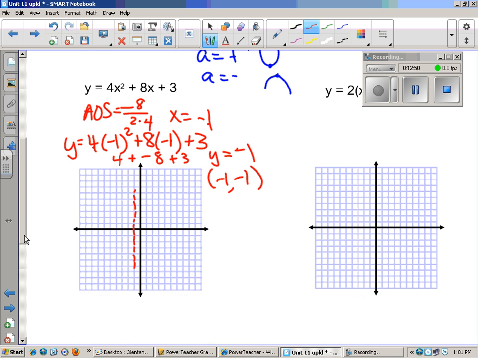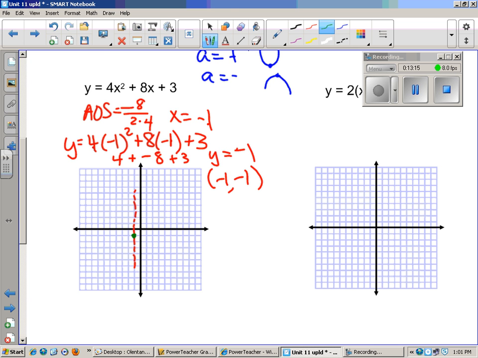All right, so I go down here, and I graph a vertex at negative 1, negative 1, which is right there, right? Okay, now like I said, I need another point, because I don't know if this parabola is going to be skinny like this or fat like this. I don't know how it's, so I need 2 more points to see how I'm going to draw the parabola.